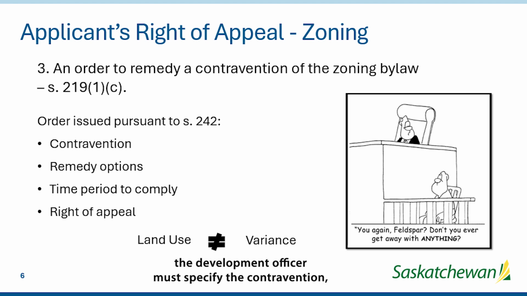In the order, the development officer must specify the contravention, the proposed remedy, such as discontinuing the development or altering the development to comply with the zoning bylaw, the time by which the landowner must comply with the order, and shall advise them of the right to appeal the order to the Development Appeals Board. Keep in mind that there is no right of appeal on the use of land. In this instance, if the development is not a permitted or discretionary land use in the zoning district, the appeals board would not have jurisdiction to allow the use to remain there.